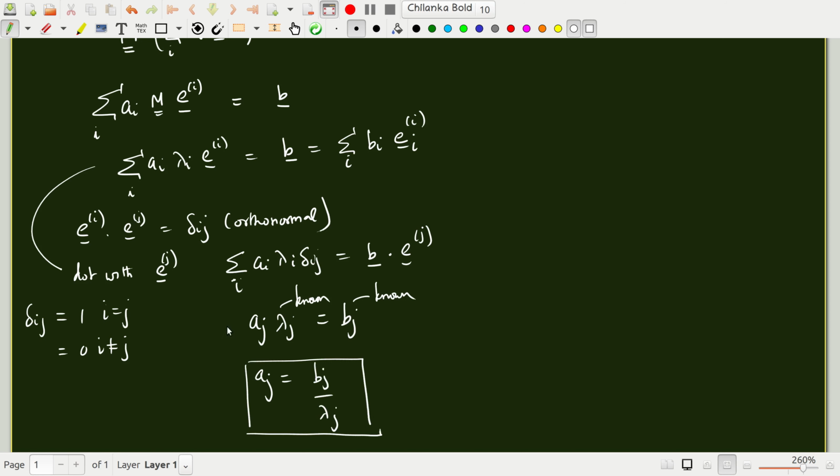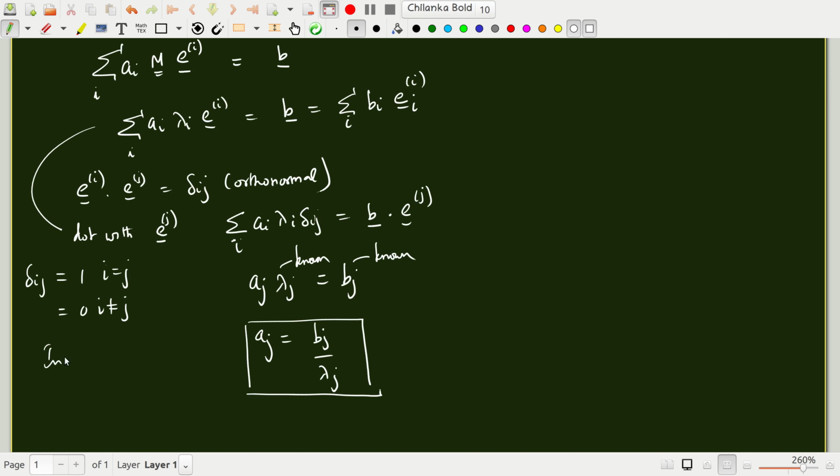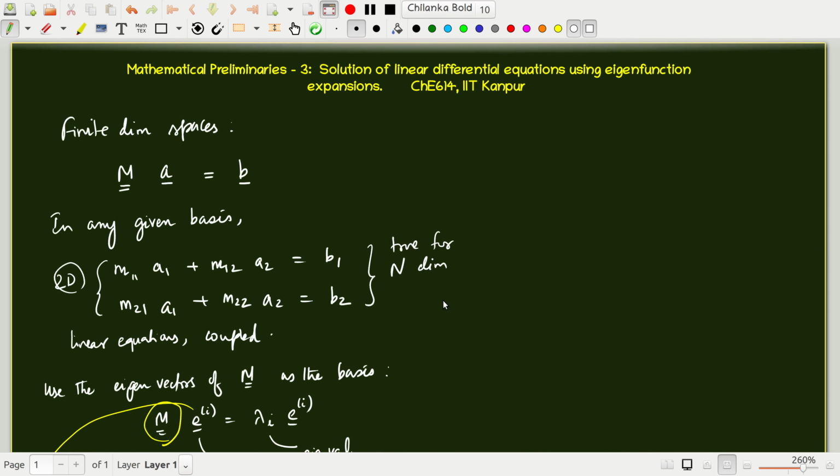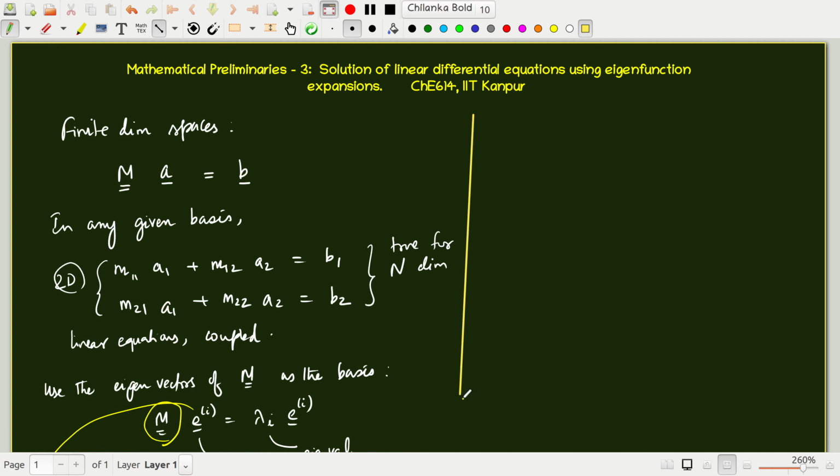Essentially, in the eigenvector basis, the system of coupled equations M a = b gets decoupled, or we say we have diagonalized the matrix M. So this is the idea that we followed for finite dimensional spaces. Now we can do something very analogous for infinite dimensional spaces. Let L be a linear differential operator.